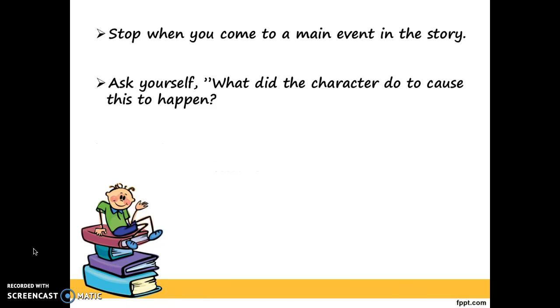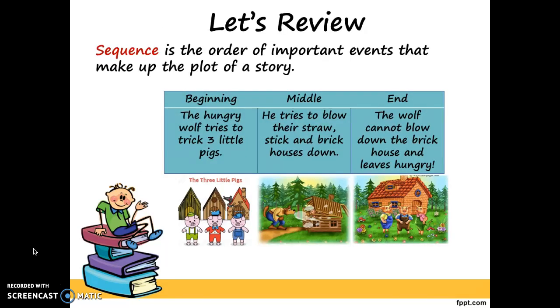So if we go back into the story, The Three Little Pigs, because the wolf was hungry, he tried to trick the Three Little Pigs. Because he tried to blow their brick, straw, and stick houses down, they came up with a plan. In the end, their plan worked. They were all in the brick house and he could not catch them. So, in the end of the story, he ends up leaving hungry. His plan did not work.